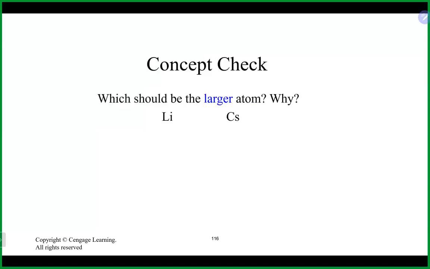Which one is larger between lithium and cesium? They're in the same group on the periodic table. So as we go down a group, we see the size get larger because, again, it has less ionization energy, less electron affinity, smaller Z effective. So in this case, it should be cesium that is the larger atom.